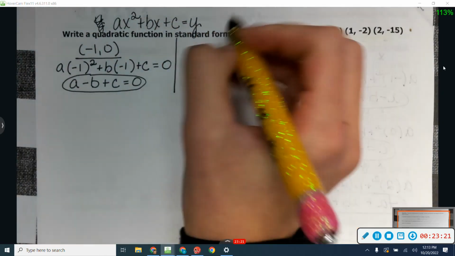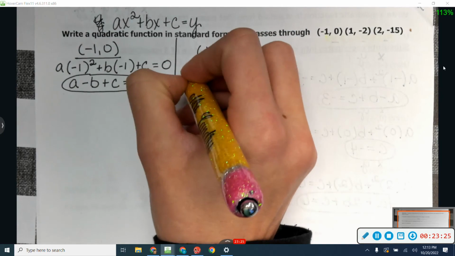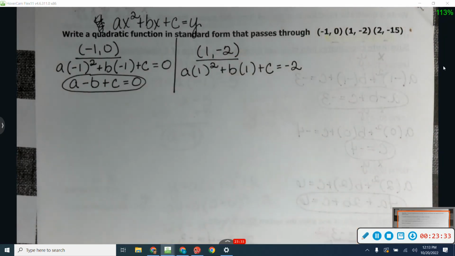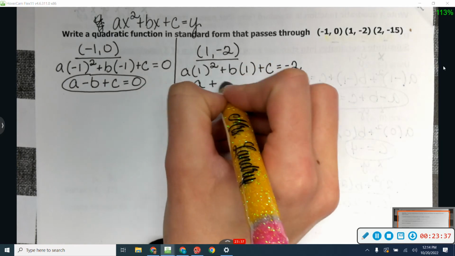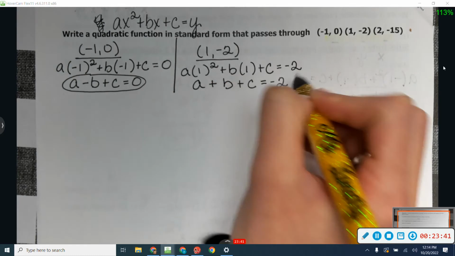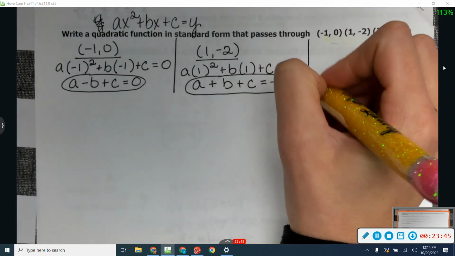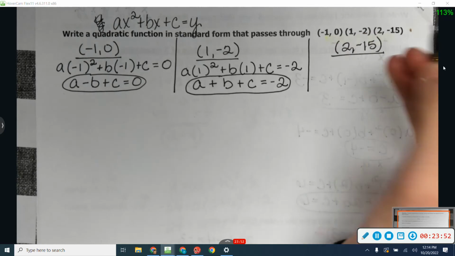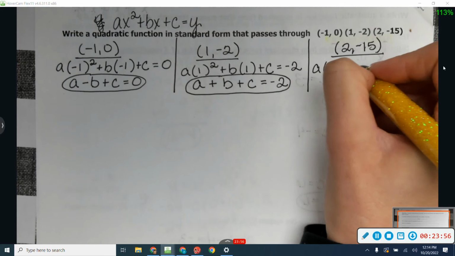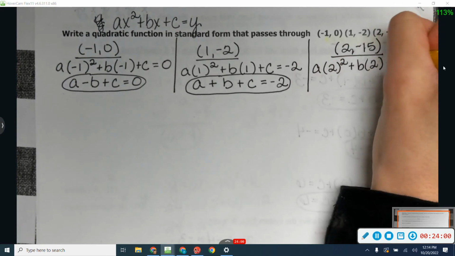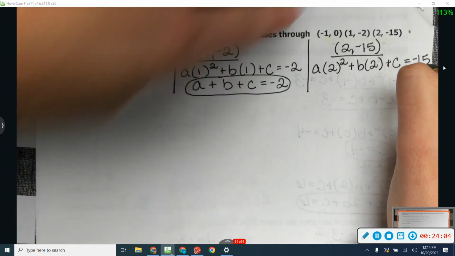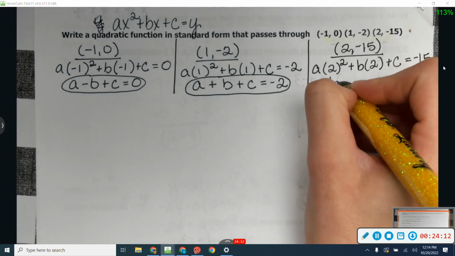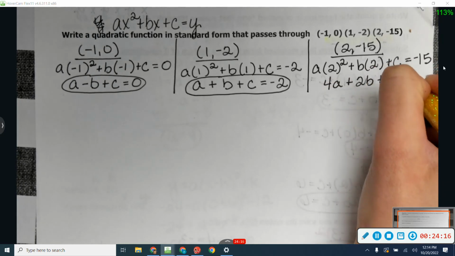Okay, then I'm going to do my second point, 1, negative 2. A times 1 squared plus b times 1 plus c equals negative 2. So that's going to leave me with a plus b plus c equals negative 2. Then I'm going to have 2, negative 15. So a times 2 squared plus b times 2 plus c equals negative 15. So 2 squared is 4, so 4a plus 2b plus c equals negative 15.